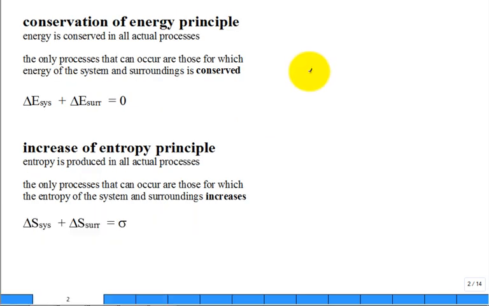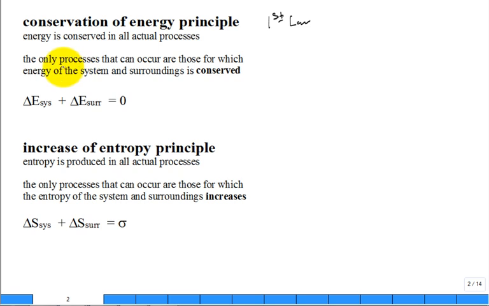Just in summary, we have the conservation of energy principle. Really, you could call that the first law. It's a statement that energy is conserved in all processes. We have an idea of idealized processes and real processes. Well, energy is conserved in all real processes. There aren't some processes where energy is not conserved. It's always conserved. That's the first law, the conservation of energy principle.